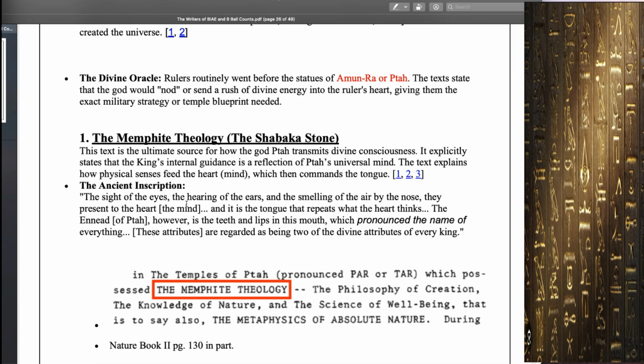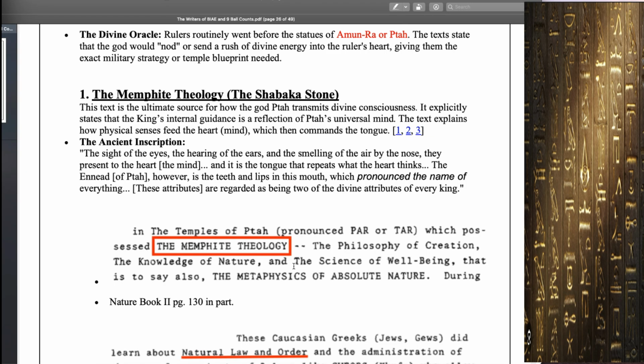a lot of people who read the Memphite theology don't know that all this stuff is in here. They call it a theology because, you know, that's what religion is, and people of today may call it. But Asa Nupu said it's the philosophy of creation. So that means it's a teaching. Then he said the knowledge of nature. And we know that nature is more than the elements and the seasons.